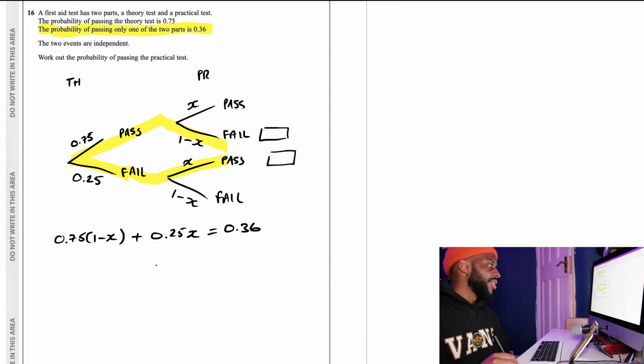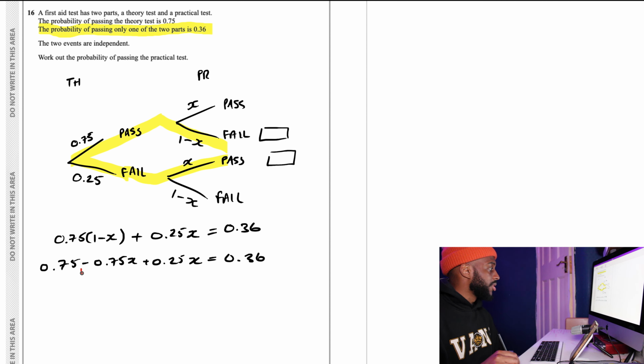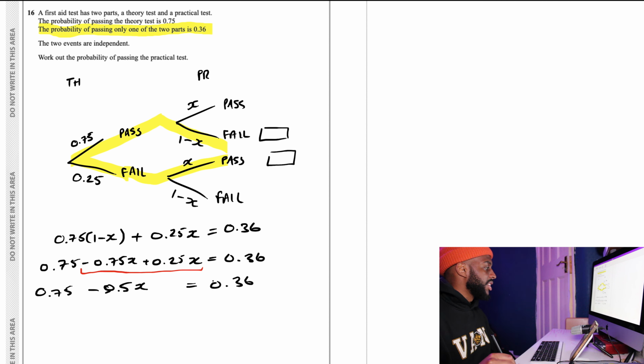So now it's just a case of rearranging the equation to find x. So we're going to get 0.75 minus 0.75x plus 0.25x equals 0.36 after expanding that bracket. Then I'm going to collect my like terms, as you can see here. 0.75, that's going to be minus 0.5x equals 0.36. And then I'm going to bring the 0.36 over to the left and move that x to the right.